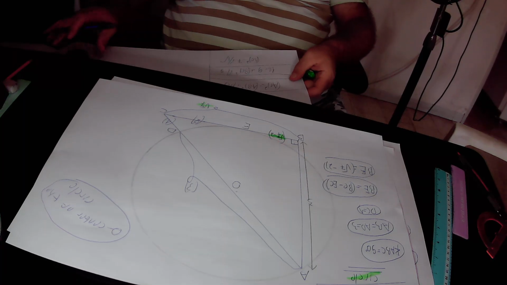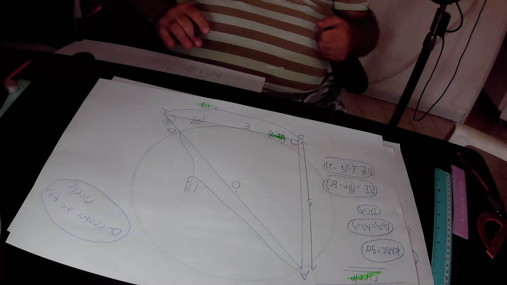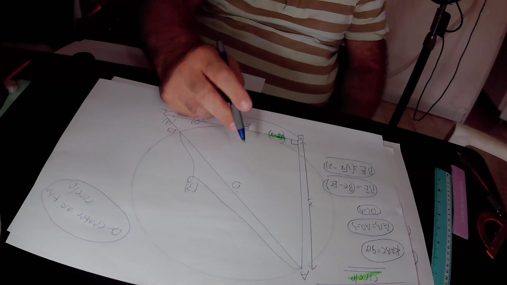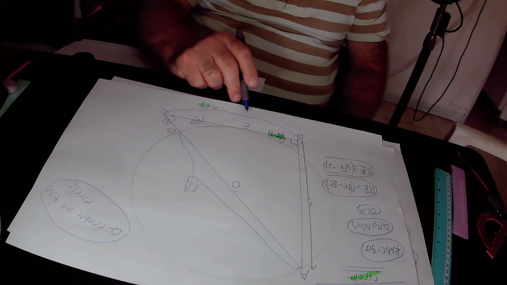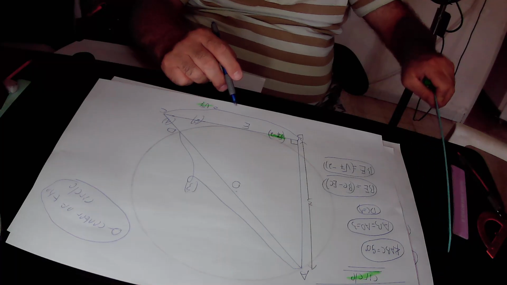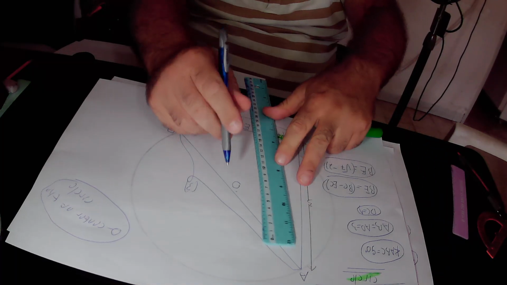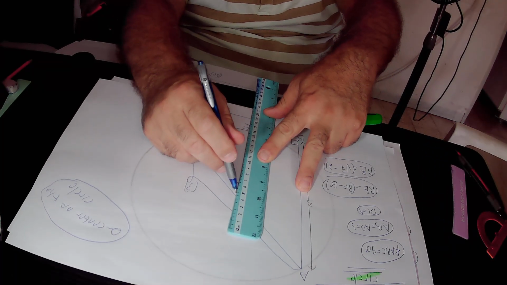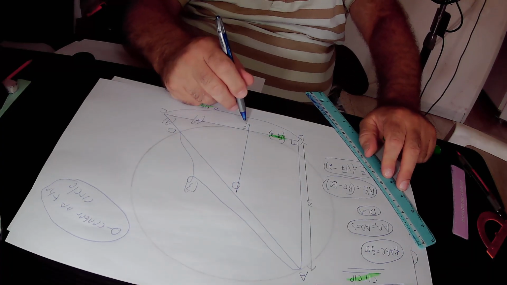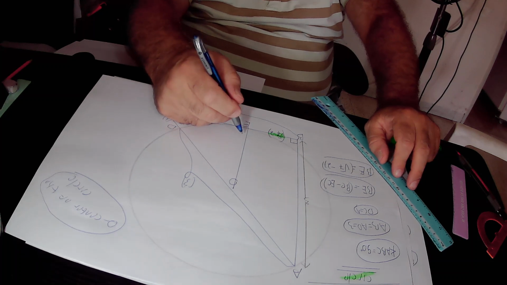In the next step, we will join points O and E together by a straight line. Point O is the center of the circle. Point E is the point of tangency of tangent BC with this circle. Again, point O is the center of this circle. Point E is a point of the circle itself. Therefore, OE is the radius of this circle.